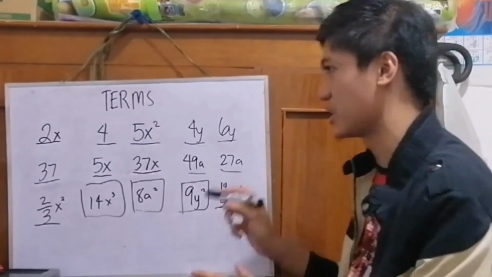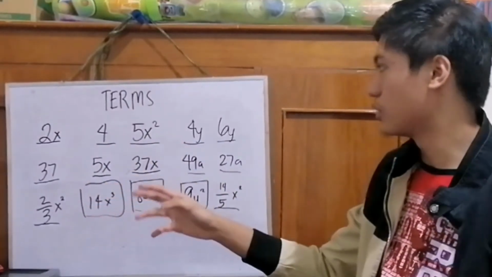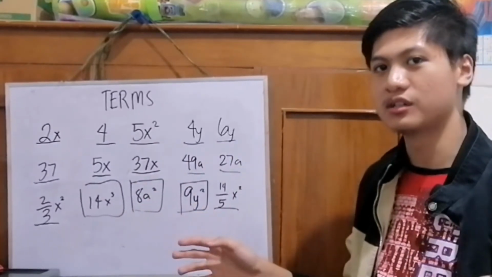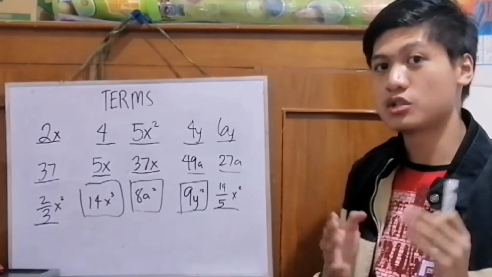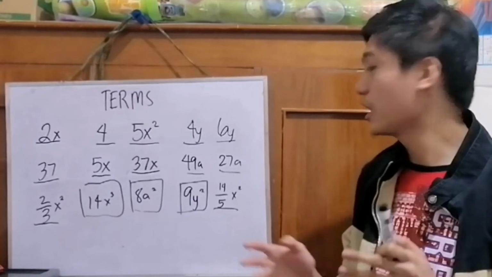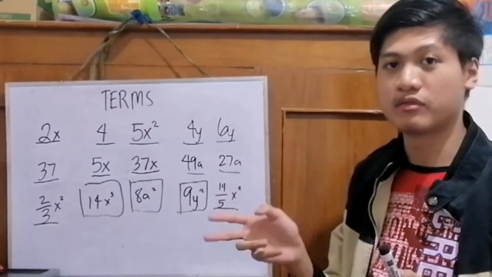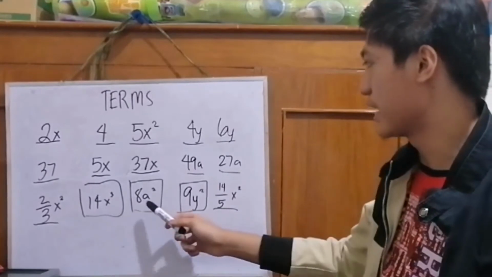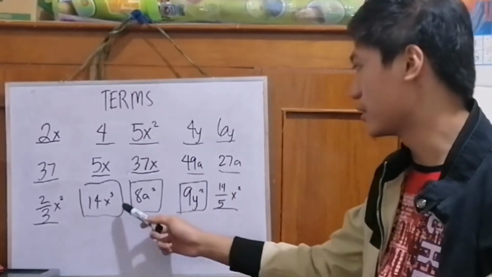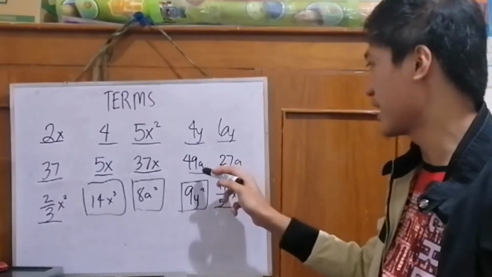Perhaps when we mean like terms in this set, we mean that we can combine all of the terms that we underline in mathematical operations such as addition, subtraction, multiplication, and division. But unlike terms can only be combined in multiplication and division. For example, I'm going to combine 14x cubed and 8a squared. Can I combine them with addition? No, because of what I said. For 9y squared and 49a, the same is the case.